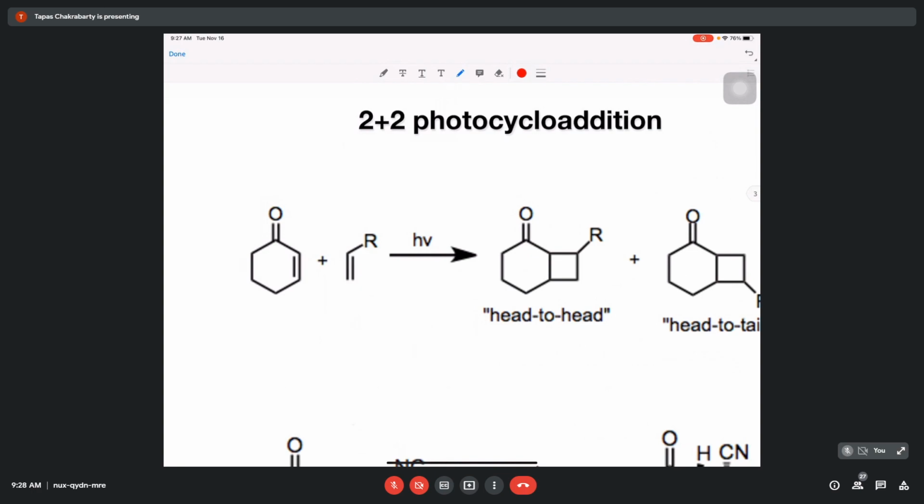Now, what is this 2+2 cycloaddition reaction? Look at this here. What is taken here is not cyclohexane but cyclohexene. So it means it's a carbon-oxygen double bond in a ring system, and at the alpha position you have a carbon-carbon double bond system. Okay, it's a carbon-carbon double bond.